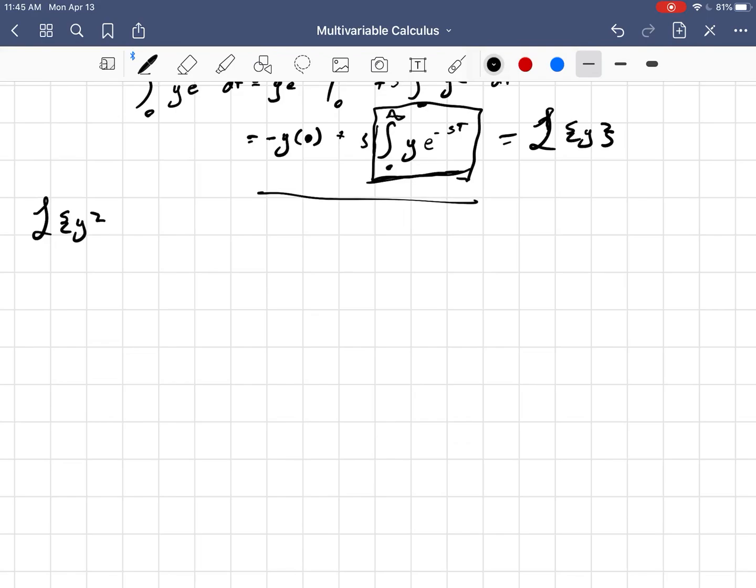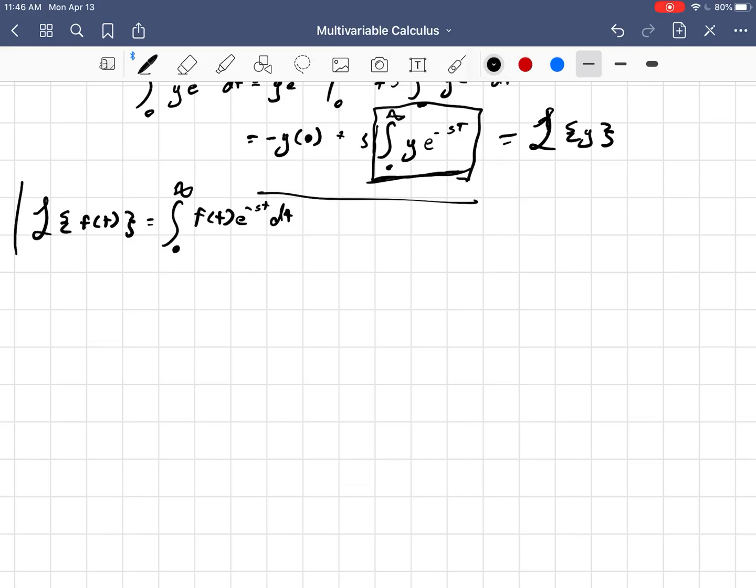So of course, I want to write it out just to emphasize its importance. The Laplace transform of y, typically, instead of y, they'll write it as f of t. So f is a function of t. Usually they interpret it as time. The Laplace transform of f of t is the integral from 0 to infinity of f of t times e to the negative st dt.